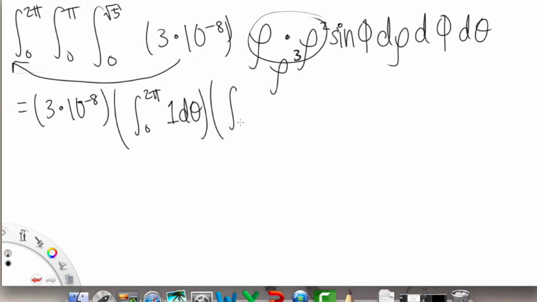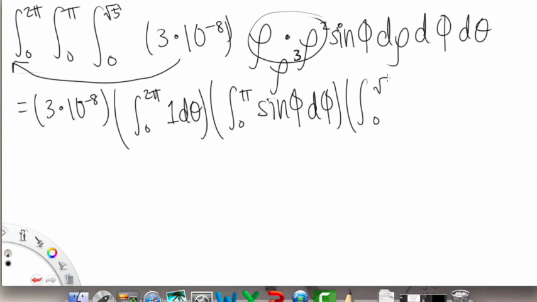And then we'll do phi's next, so from 0 to pi. And the only thing with phi is a sine phi, so d phi. And then the last thing is 0 to square root of 5, and then we have a rho to the third, d rho. Okay, so let's start calculating the rest here.